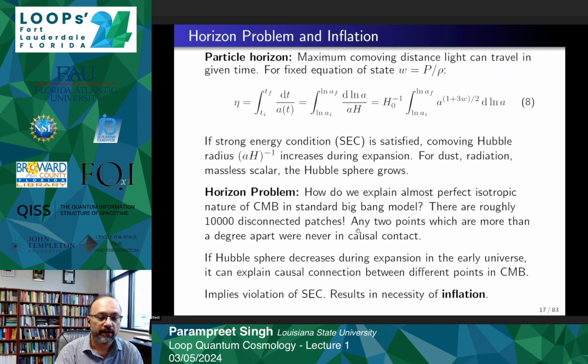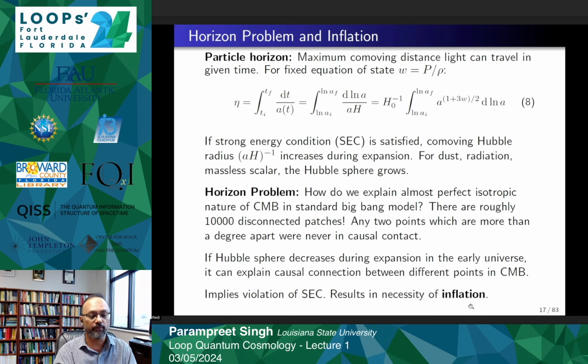But this also means from this equation that we must violate the strong energy condition, which means from the Raychaudhuri equation that at some point the universe was actually having an accelerated expansion. The universe was having some sort of effective repulsive gravity. Things were not just coming together, they were also being pulled apart. And the horizon problem forces us to violate the strong energy condition at some point in the early universe. And this is where the seed, or the necessity, of inflation comes in.